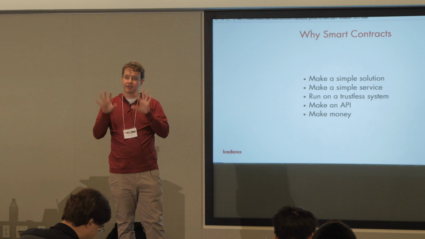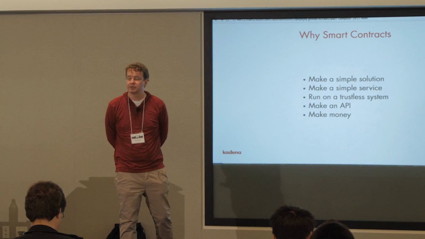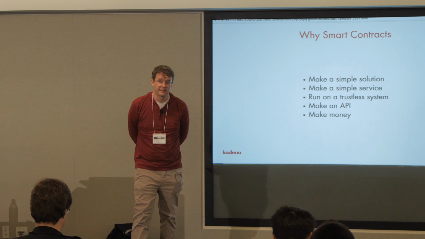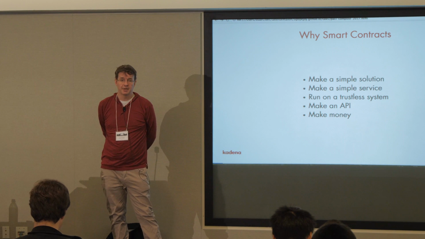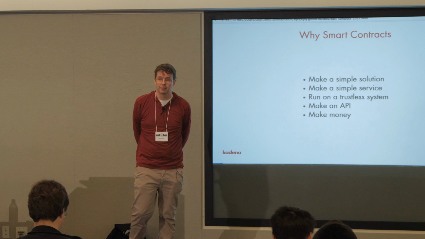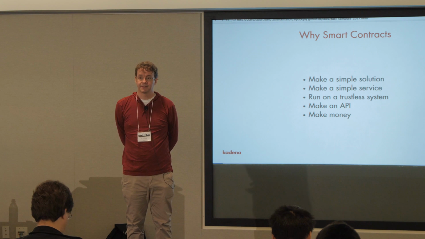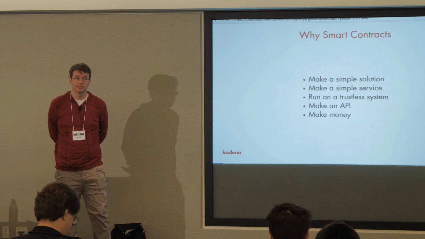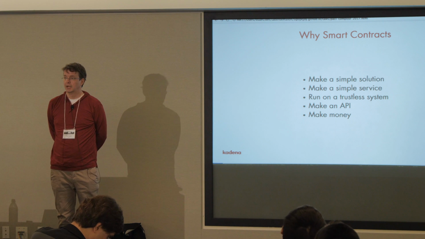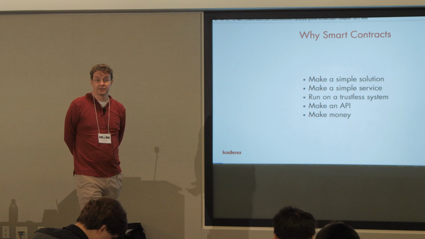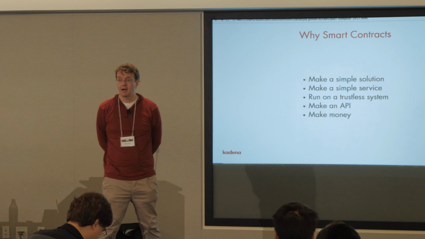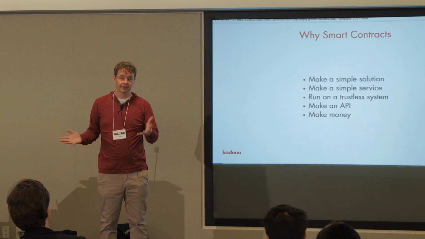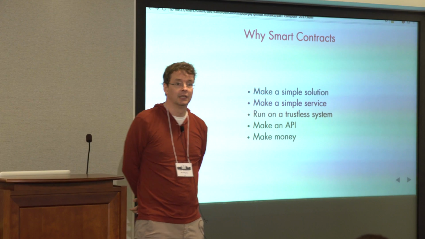But I kind of want to zoom out of that for a second and say that what you can do with smart contracts is you can build a simple solution. You've got a business problem that somehow involves two or more people working together. Maybe they're adversarial, maybe they're not. And you want to represent interactions between those people in the simplest way possible. You can make that solution into a service, the idea being that you can offer this to any number of people working together in a particular kind of interaction.